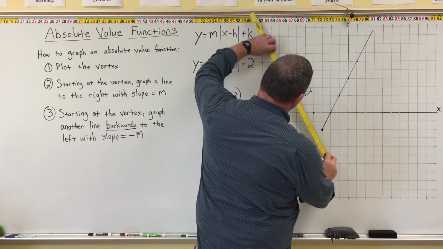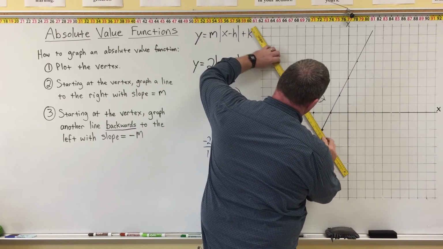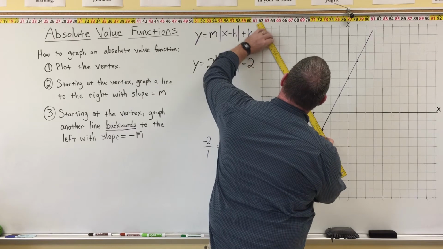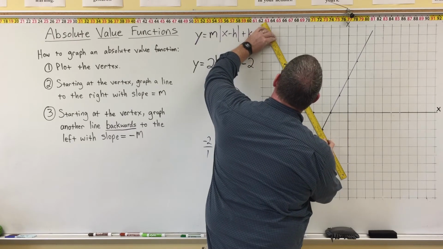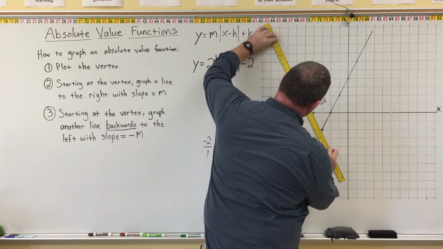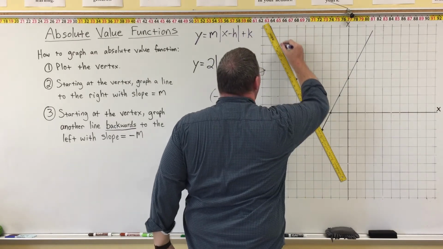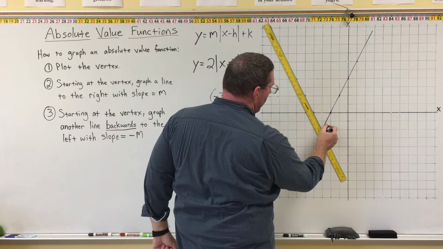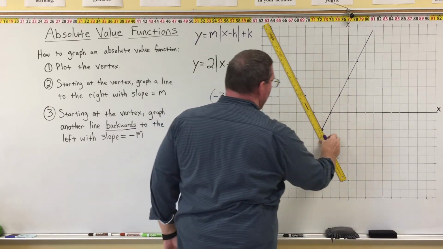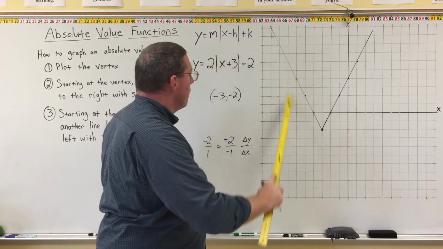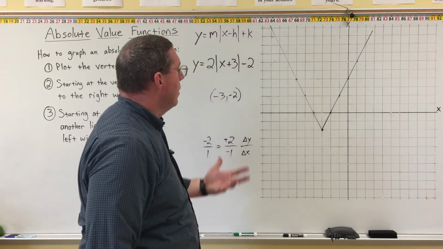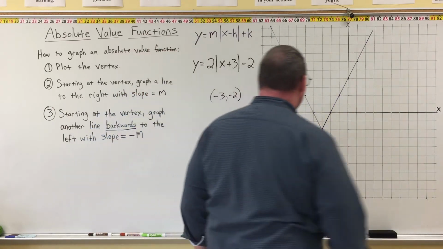Now line them up. Let's see if I can get this. There we go. That looks very close. And draw the line. Well, I should have started here and drawn it backwards. Okay? And now you can see our V shape, and we are good to go.